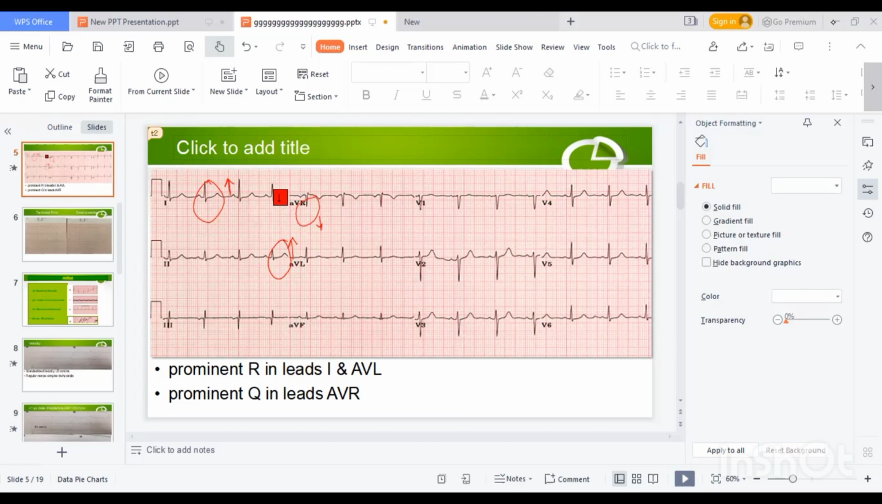here we look at V1 to V6. If you find normal R wave progression from lead V1 to lead V6, so here is a technical error for ECG.